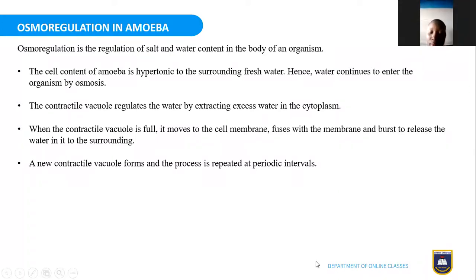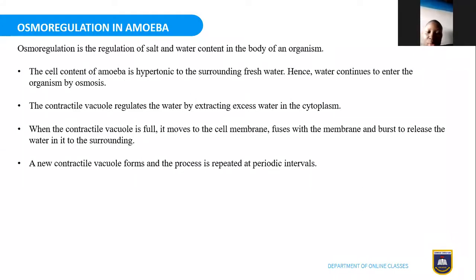Madam, this means that the cell wall of the amoeba is fully stretched. Okay, very good. So this means that the cell wall of the amoeba becomes fully stretched, okay? Now, when it happens like that, a lot of water that will enter the amoeba must be regulated. And which organ does that regulation? The organ that does that is what we call the contractile vacuole.